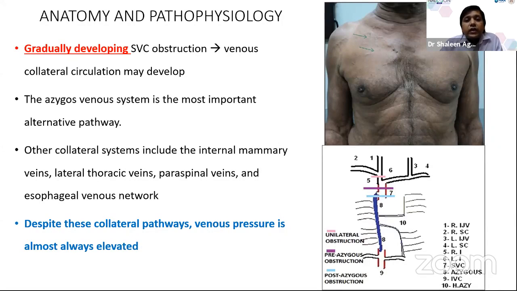So coming to anatomy and pathophysiology, usually a gradually developing SVC obstruction leads to venous collateral circulation that may develop over the chest wall, as seen in this slide. The azygous venous system is the most important alternative pathway to provide blood to that area. However, other collateral systems like the internal mammary veins and lateral thoracic vein can participate. Despite having these collateral pathways in a gradually developing SVC obstruction, the venous pressure is almost always elevated in these cases.